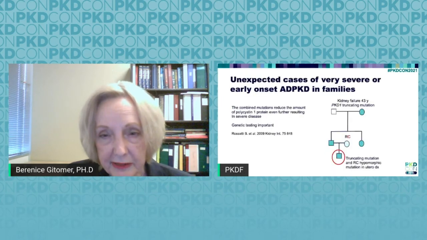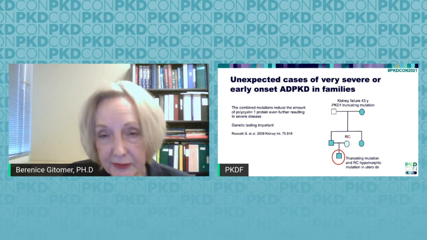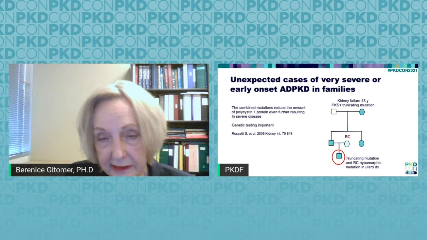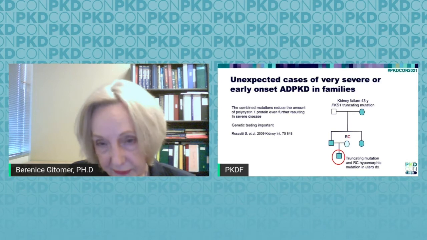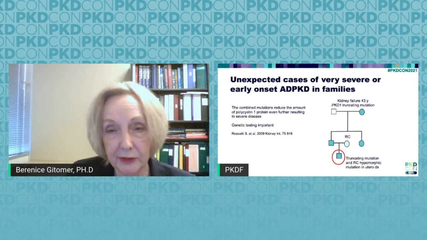And that is shown by this family. The family had a truncating PKD1 mutation, which was passed down to a son, but the son married somebody with a hypomorphic allele. This hypomorphic mutation and the PKD1 truncating mutation were passed to the child, and the result was very early diagnosis in utero.